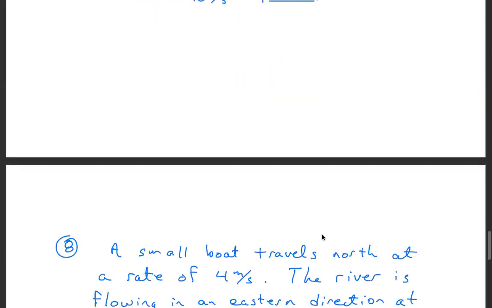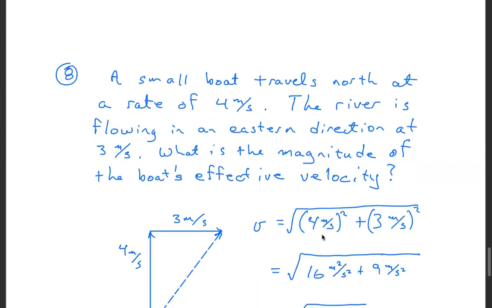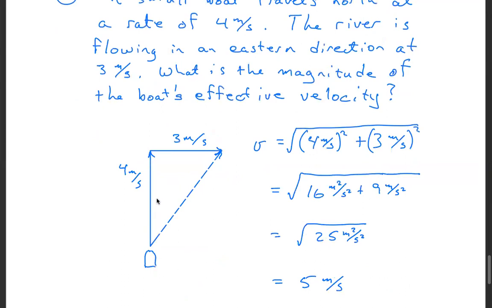Okay, let's go on to some other examples. Number 8, a small boat travels north at a rate of 4 meters per second. The river is flowing in an eastern direction at 3 meters per second. What is the magnitude of the boat's effective velocity? Well, let's draw it. Always good, if you're not sure, draw what you're looking at. Here's the 4 meters per second to the north, and here's 3 meters per second to the east.